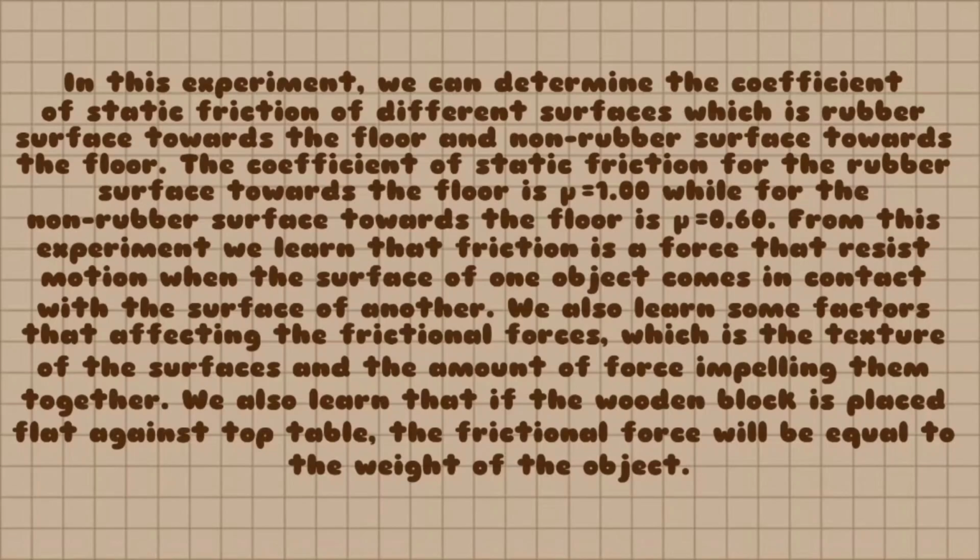From this experiment, we learned that friction is a force that resists motion when the surface of one object comes in contact with the surface of another. We also learned some factors that affect the frictional force, which are the texture of the surface and the amount of force pulling them together. We also learned that if the wooden block is placed against the tabletop, the frictional force will be equal to the weight of the object.